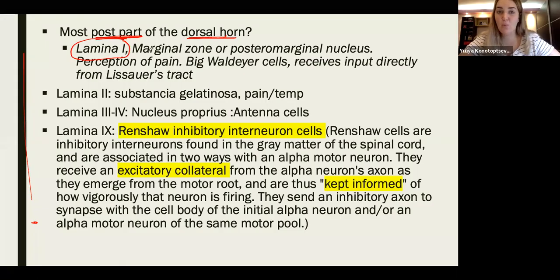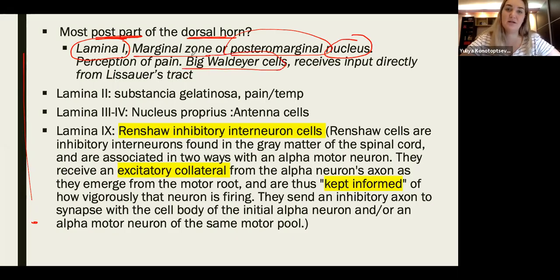Within lamina number 1, we have a nucleus. You remember that a nucleus is a bunch of cell bodies together. This nucleus is called the posteromarginal nucleus. This is why the area where this nucleus is located is also known as the marginal zone. This nucleus has very important cells called big Waldeyer's cells. These big Waldeyer cells perceive pain. So what is the function of lamina number 1? It perceives pain.